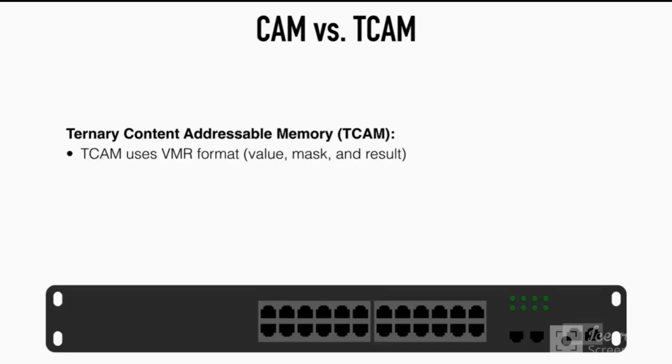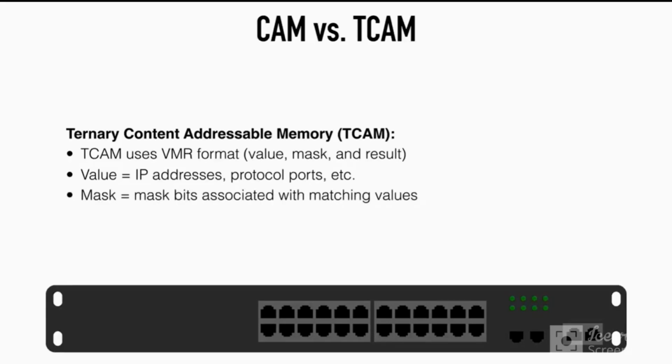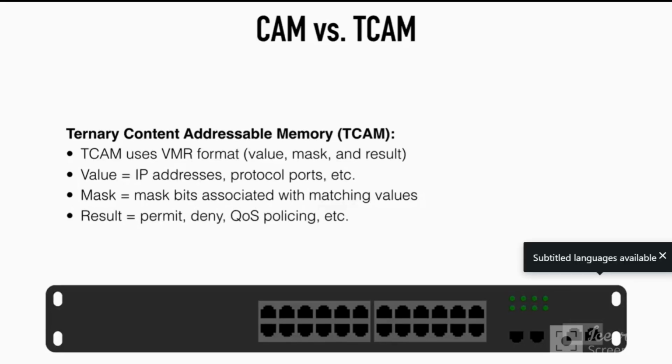The value refers to the pattern that is being matched, which can include IP addresses, protocol ports, and so on. The mask refers to the mask bits associated with the pattern. So with ACLs, we assign a wildcard mask to our entries. These types of masks are used in TCAM lookups in order to determine which bits are of interest to us. And the result are numeric values that represent the action which should be taken after the TCAM lookup. Those can include permit, deny, QoS policing, next hop forwarding, and so on.